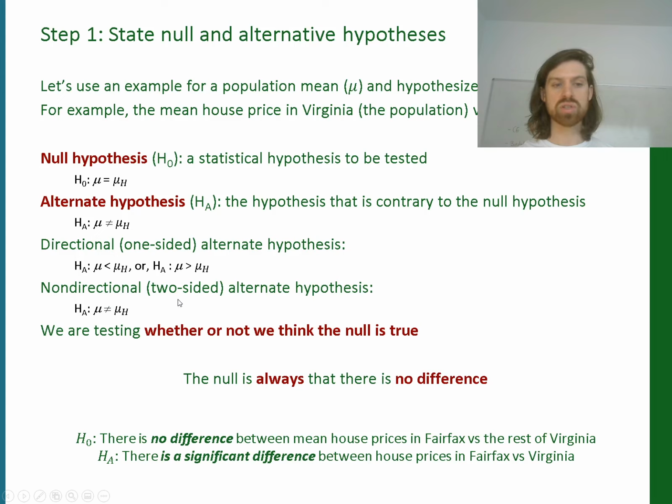Again, we've covered this non-directional alternative hypothesis before already. Within this example, we have the same nomenclature listed down here as we have up here. Okay, so we're testing whether or not we think the null is true or not. The null is always the baseline. The null is the business as usual. And the null is essentially that there's no difference between, for example, the sample we're collecting and the population.